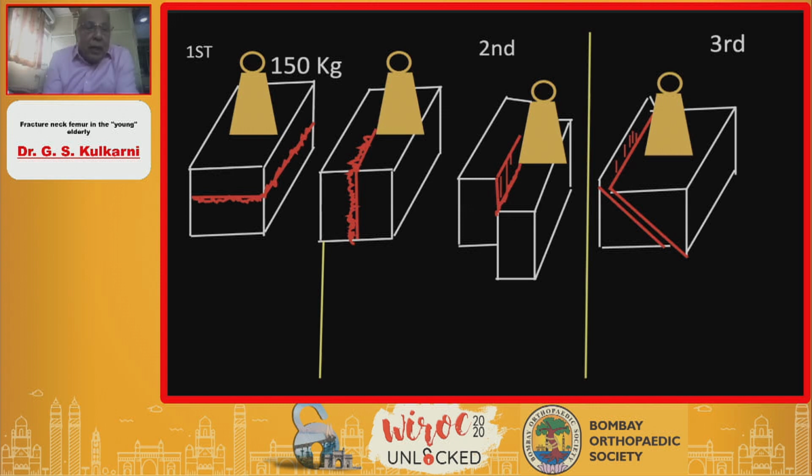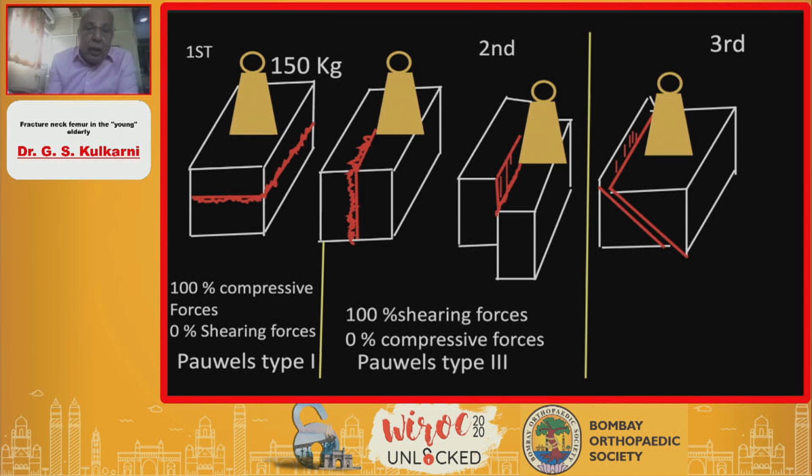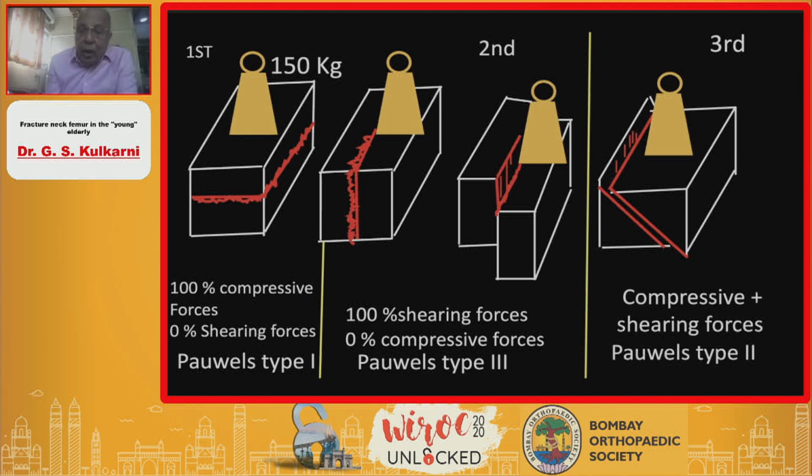Now, here in the first picture, the fracture is a transverse fracture. When there is a transverse fracture and weight bearing, there are 100% compressive forces and 0 shearing forces. In the second picture, the fracture is vertical and therefore there are 100% shearing forces and 0 compressive forces, which occurs in Pauwels type 3. And in Pauwels type 2, there is a combination of compressive and shearing forces.